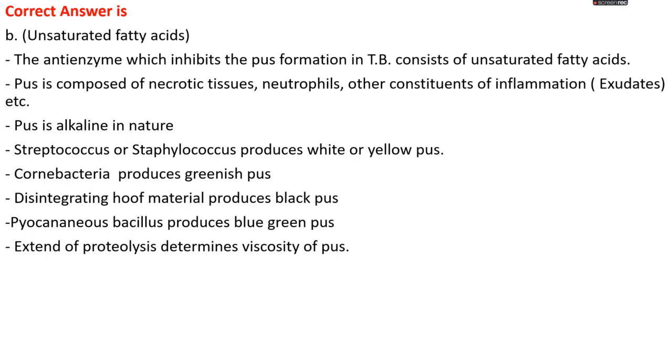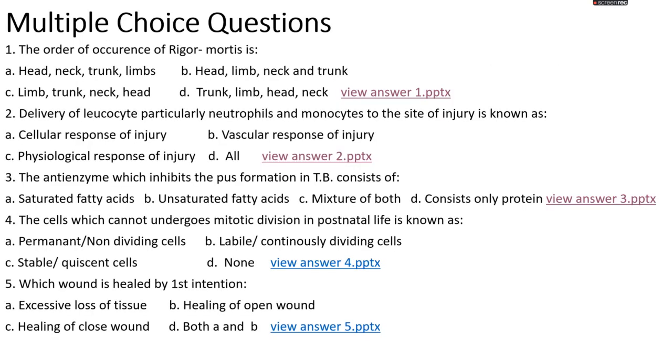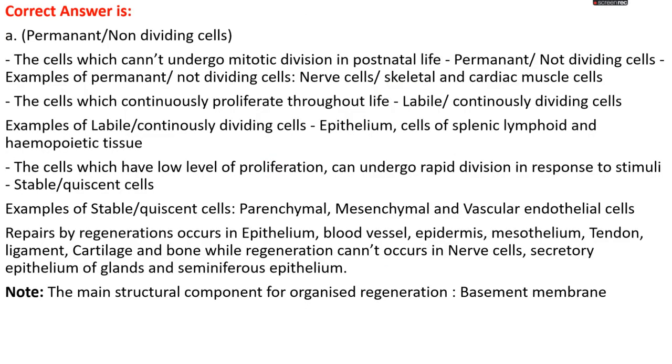The extent of proteolysis determines the viscosity of pus: the more proteolysis, the more viscous the pus. Question number four. The cells which cannot undergo mitotic division in postnatal life are known as: option A, permanent and non-dividing cells, option B, labile and continuously dividing cells, option C, stable and quiescent cells, option D, none. The right answer is option A, permanent and non-dividing cells.